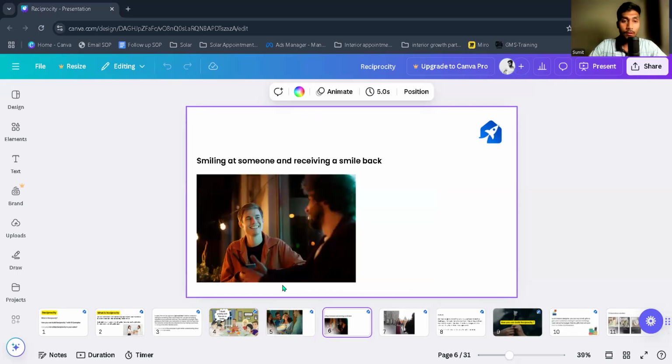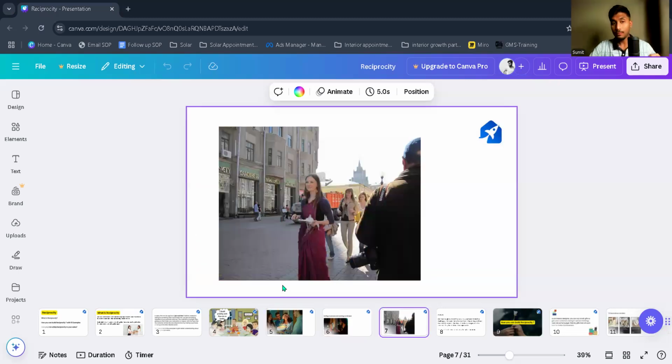And another one is smiling at someone and receiving a smile back. So this is a really common thing: if someone helped or did something for you, even if they are completely unknown, and you smile at them, they definitely smile back just to return the favor, right? And this is a quick example, as you can see, the girl is holding a flower. They try to sell books, right? But people, what used to happen is that they didn't make the purchase.